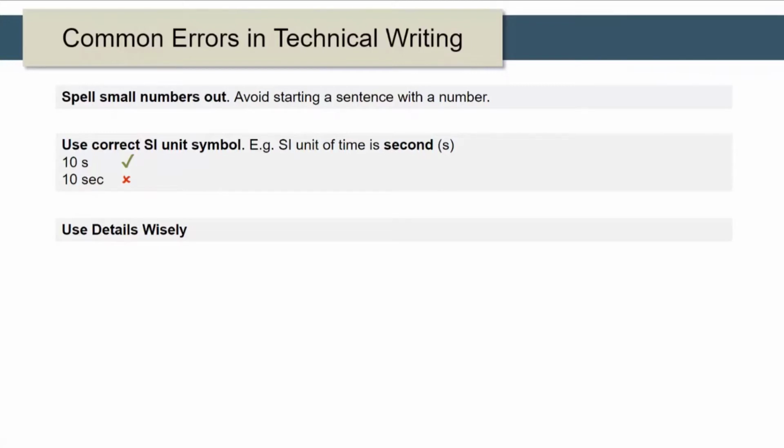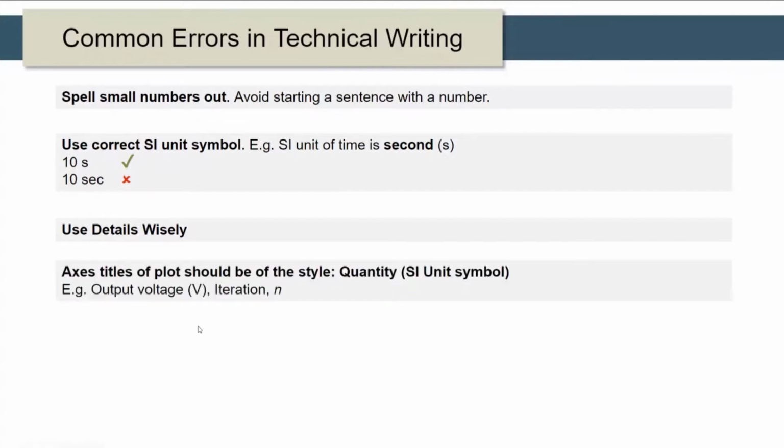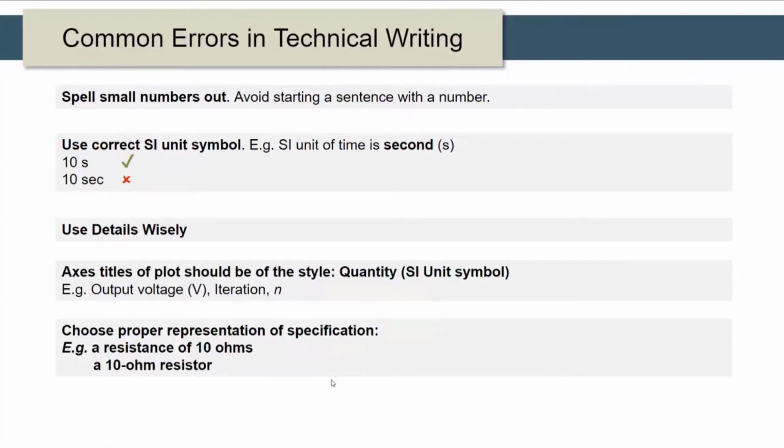If you're plotting a graph, for example, make sure that in the axes you do write the variables, and you do write the unit of those variables as well. Like quantity and the symbol. Like this is a graph, so one axis is showing output voltage in volt, or it is showing iteration n, something like this.